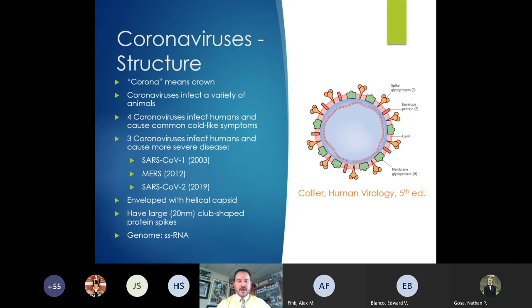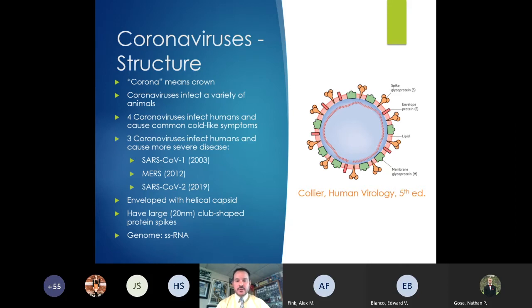So picking up where we left off, there are 4 coronaviruses that cause the common cold. There are then 3 that have emerged more recently. Coronaviruses are enveloped and they have these large spikes on the surface. The basic structure of them looks like this. The genome, as we mentioned last time, is either DNA or RNA for viruses. Coronaviruses have a single-stranded RNA genome.